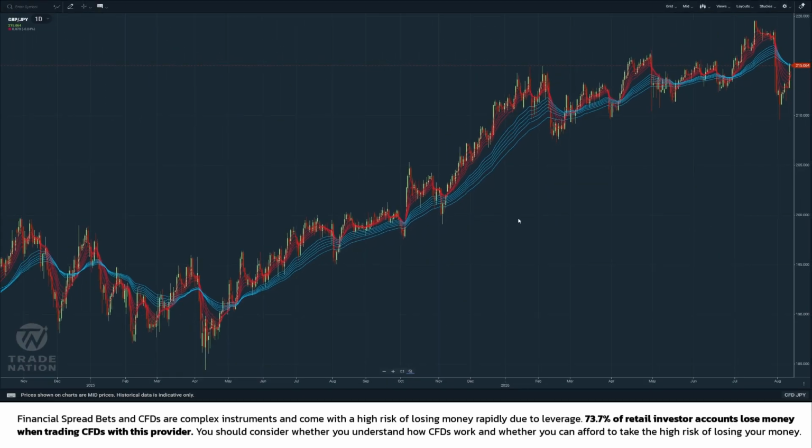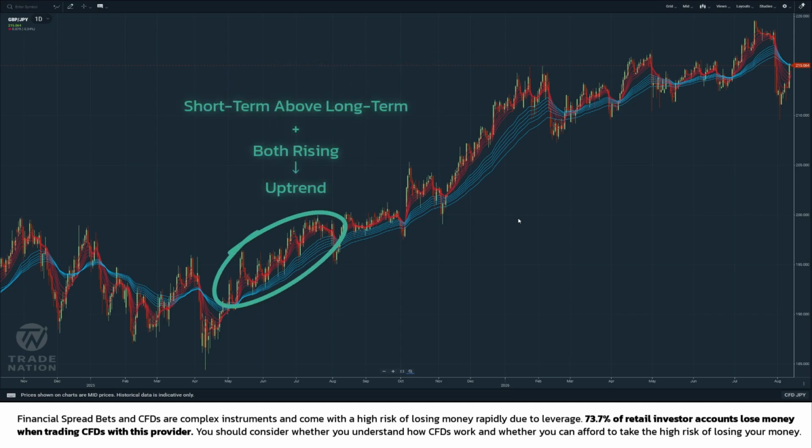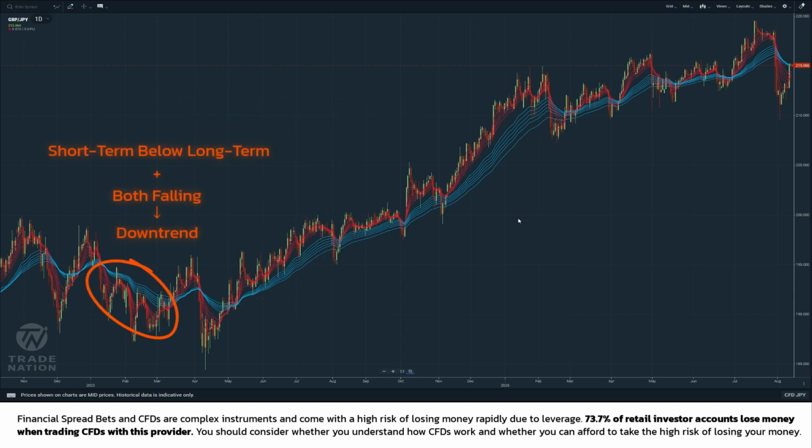Rather than concentrating on one individual moving average, the Guppy indicator is mainly about the relationship between the two groups. When both groups are rising and the shorter-term averages remain above the longer-term averages, this can indicate an established upward trend. When both groups are falling, with the shorter-term averages below the longer-term group, it can indicate a downward trend.